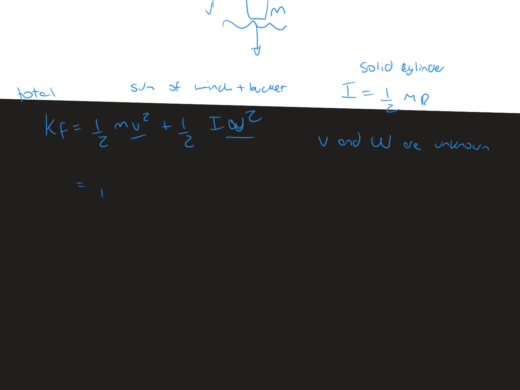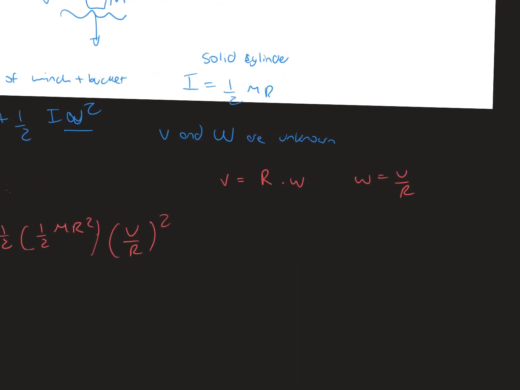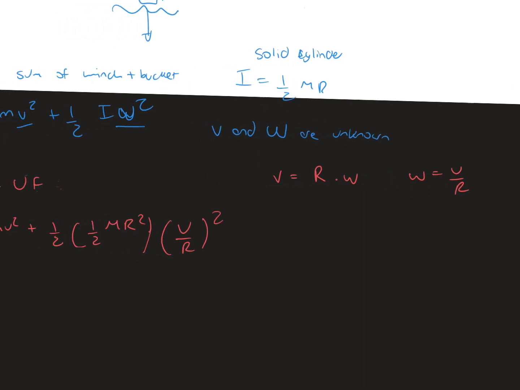Although the problem to find the final kinetic energy is that we have two unknowns. We have one unknown for the velocity and then one unknown for the angular velocity. Fortunately, we know that the velocity is going to be the same as the radius times omega, so we can rewrite omega as the velocity over r.